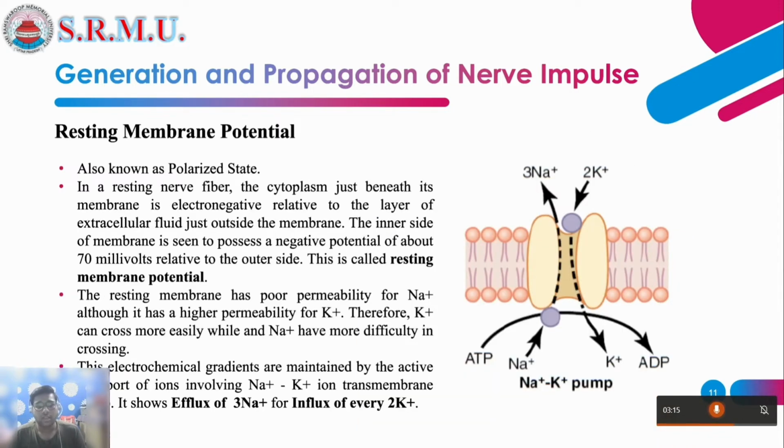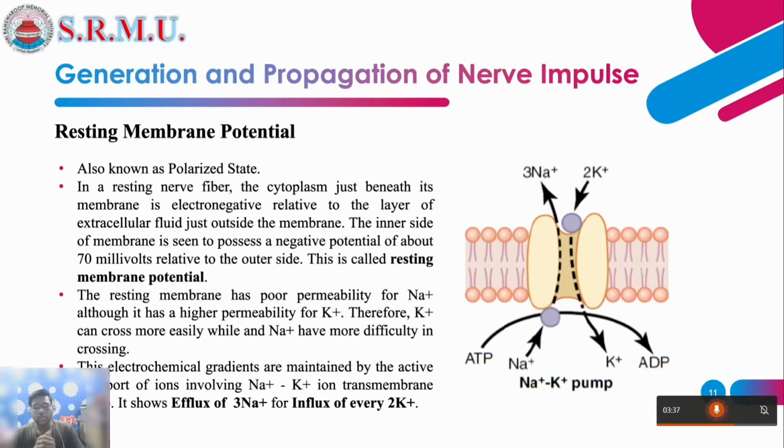Now the resting membrane potential is also known as the polarized state. In a resting nerve fiber, the cytoplasm beneath the membrane is more electronegative, whereas outside it is more electropositive. Now resting membrane potential is established at minus 70 millivolt.